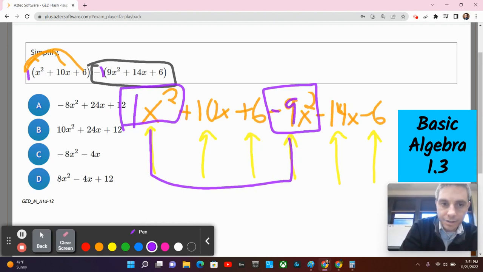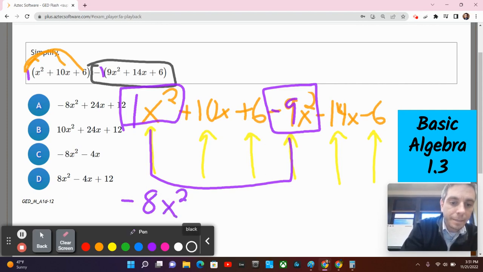So that's how our answer is going to start off. Negative 8x squared. Good news is we can cross those out. We are done with those.